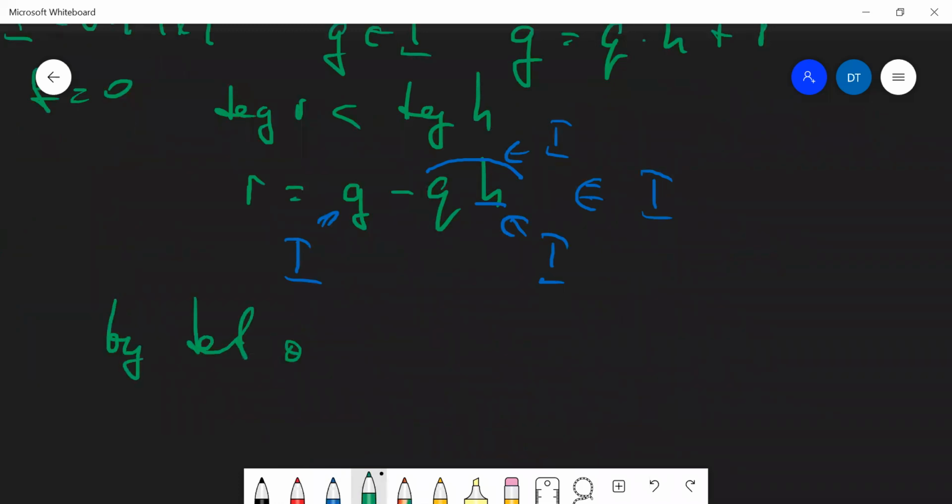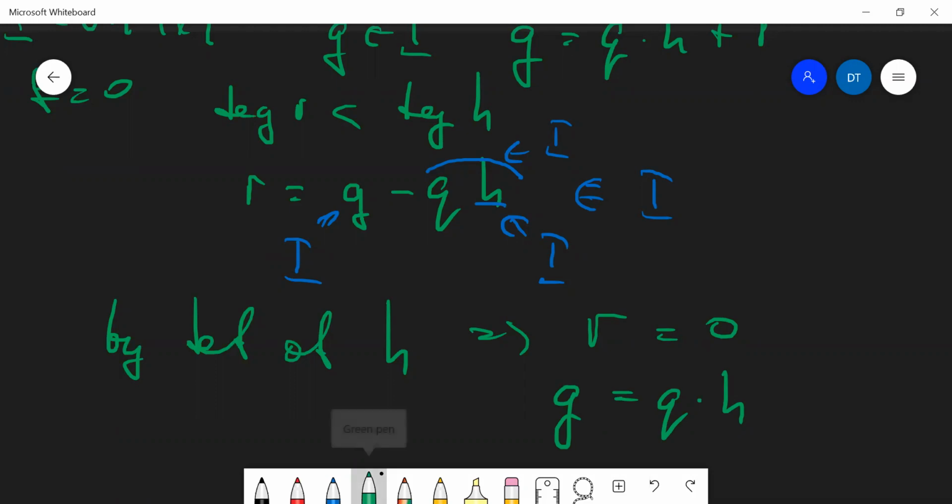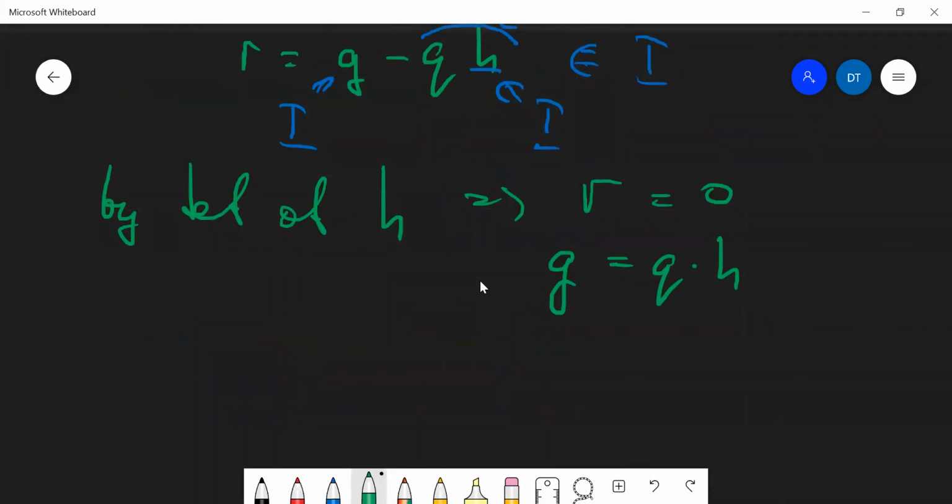we have that R must be 0, but the latter means that G is equal to Q times H, which means that H divides every polynomial G in the ideal I. So in this case, I is equal to H times F[x]. So the proof is exactly the same.